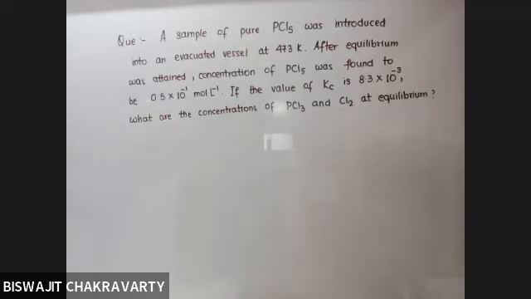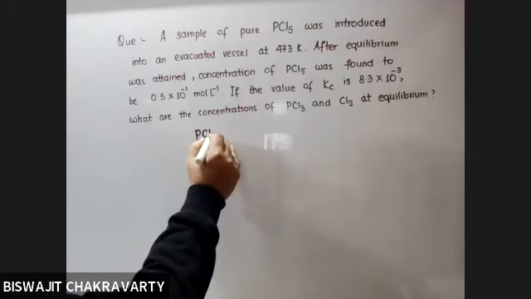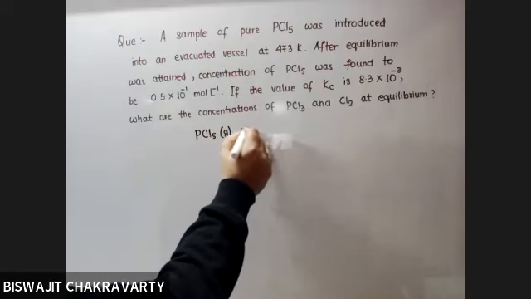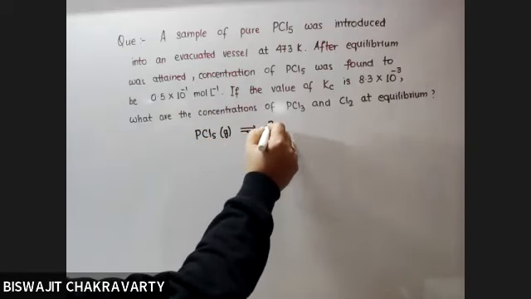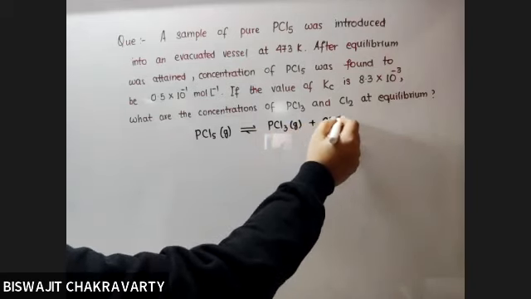So what is the equation that you are going to utilize? A sample of pure PCl5 was introduced into an evacuated vessel at 473 Kelvin. So we write PCl5 gas, which will get converted to this.